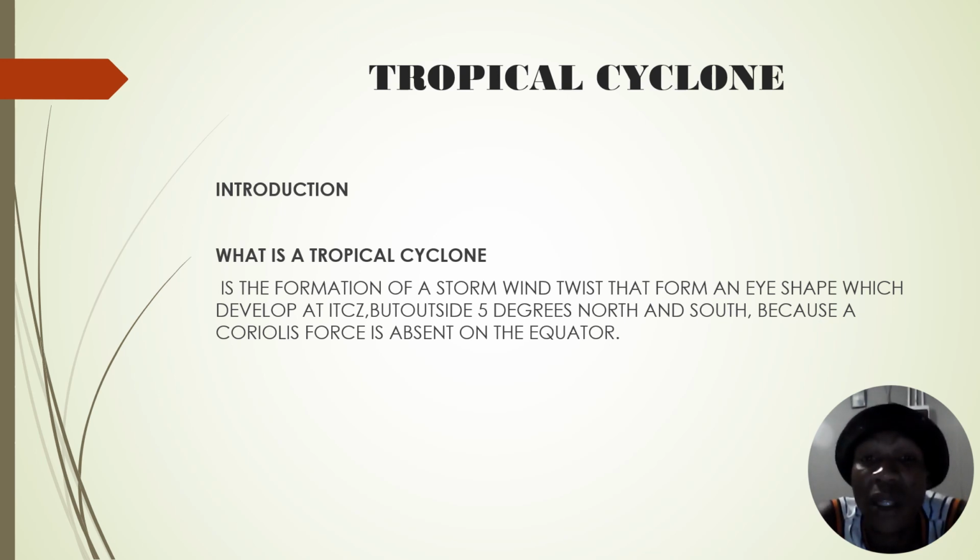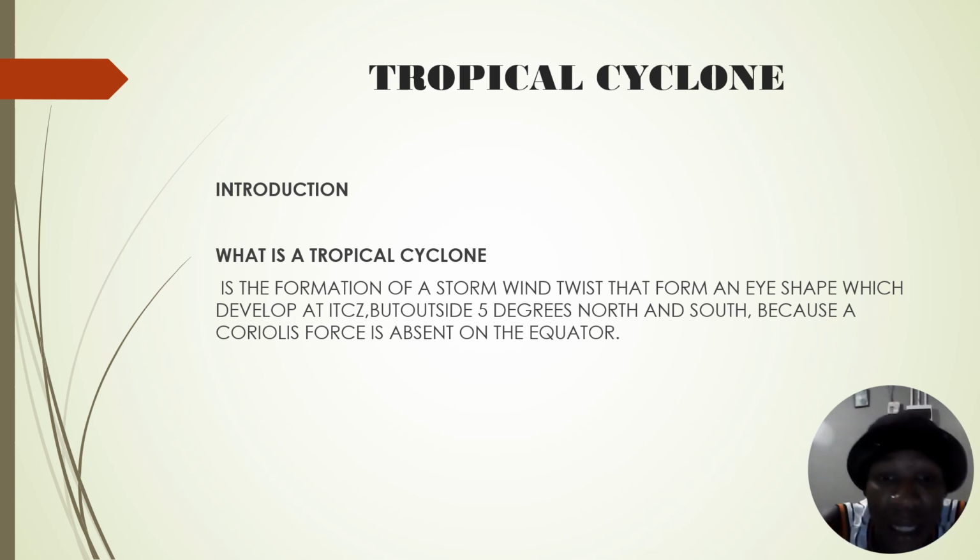So, guys, a tropical cyclone, in short, is where you see that storm wind forming in the shape of an eye, if we are looking at it from the top. That storm is called the what? A tropical cyclone, which develops at the what? At the sea, under how many degrees? Under 5 degrees at the ITCZ.